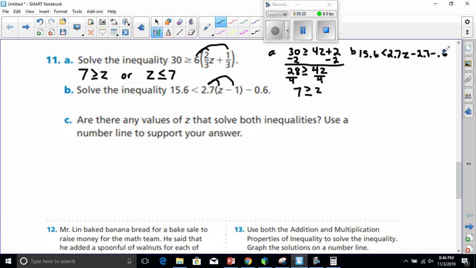First, let's combine our like terms. We have a negative 2.7 minus 0.6. So we're going to have to add those together. That's going to turn this to 15.6 is less than 2.7z. And well, 7 plus 6 is 13. So that's going to increase here to negative 3.3.